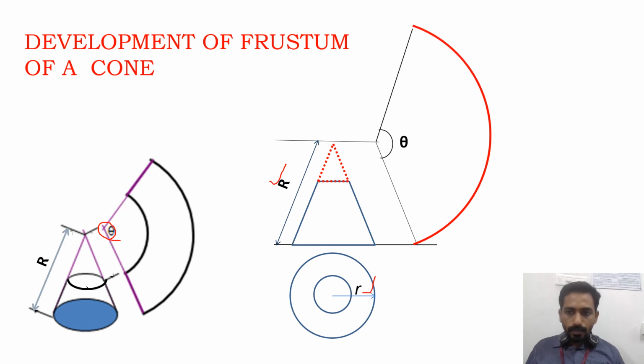Now I have to find out the development of the smaller cone, so that the difference will be the development of the frustum of the cone. So I'll draw the development of the smaller cone. You need not find the angle theta again, because it will be the same. The only difference is the radius will be R1. Now this portion represents the frustum of a cone.